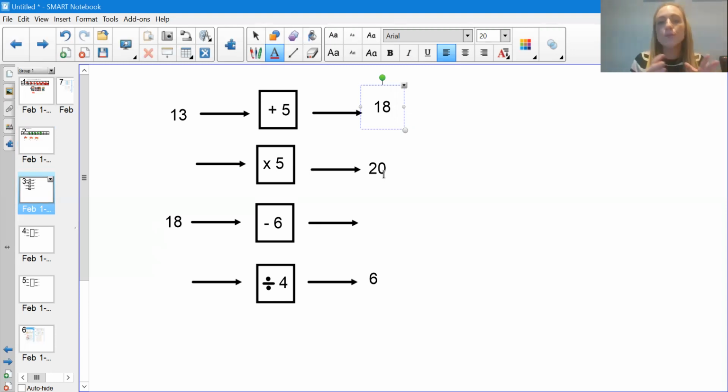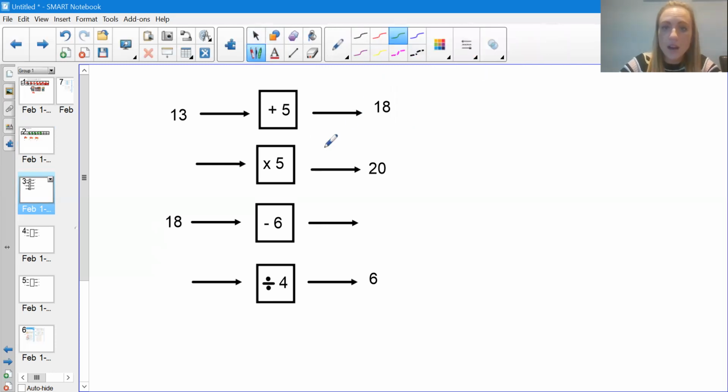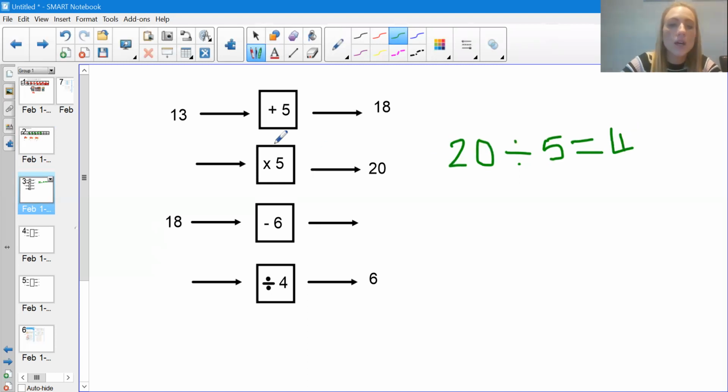How many groups of 5 do you need to get 20? So here I'm now going to divide by 5. I need to do the opposite here. I need to do the inverse. So I need to do 20 and I need to divide it by 5 to get my input number. And 20 divided by 5 is 4. So my input number would have been 4.